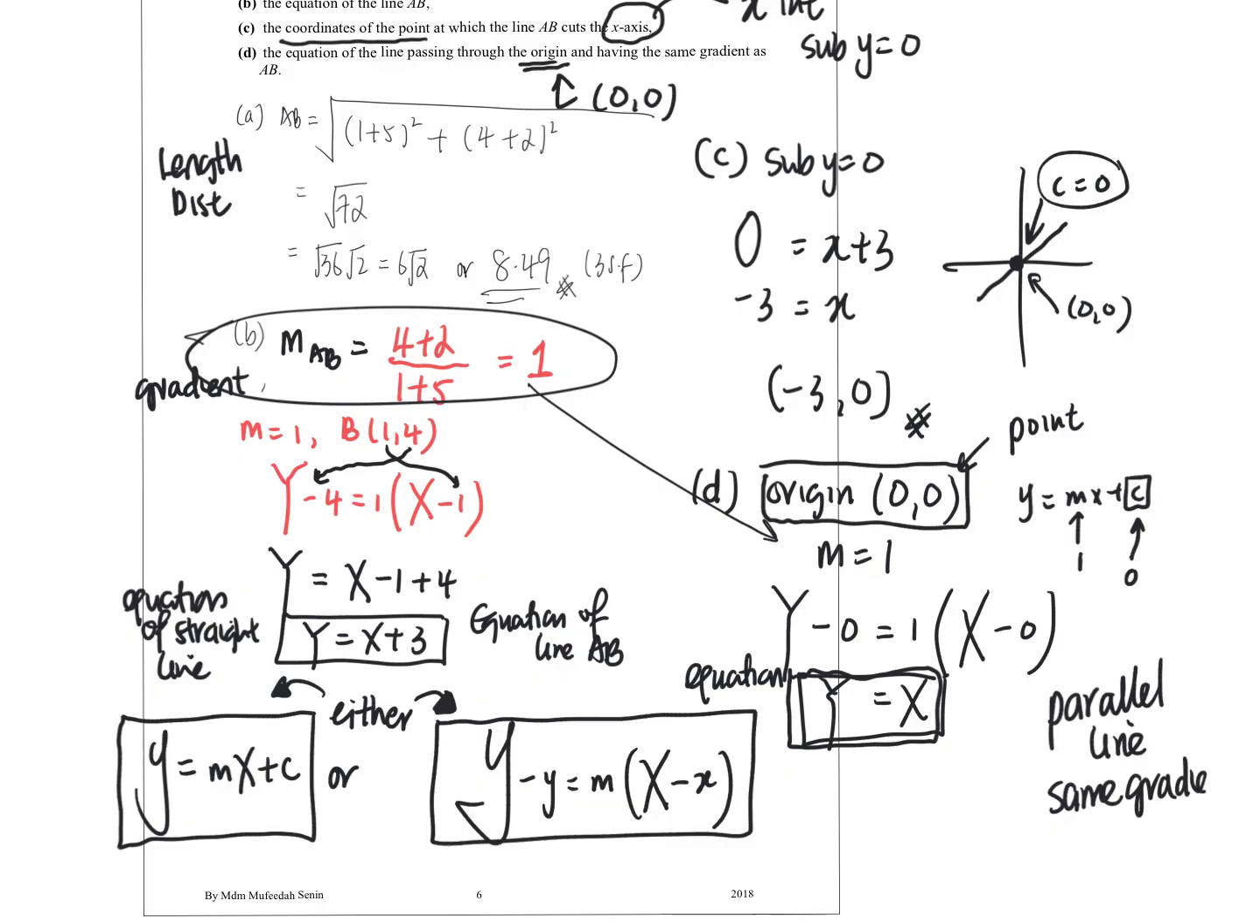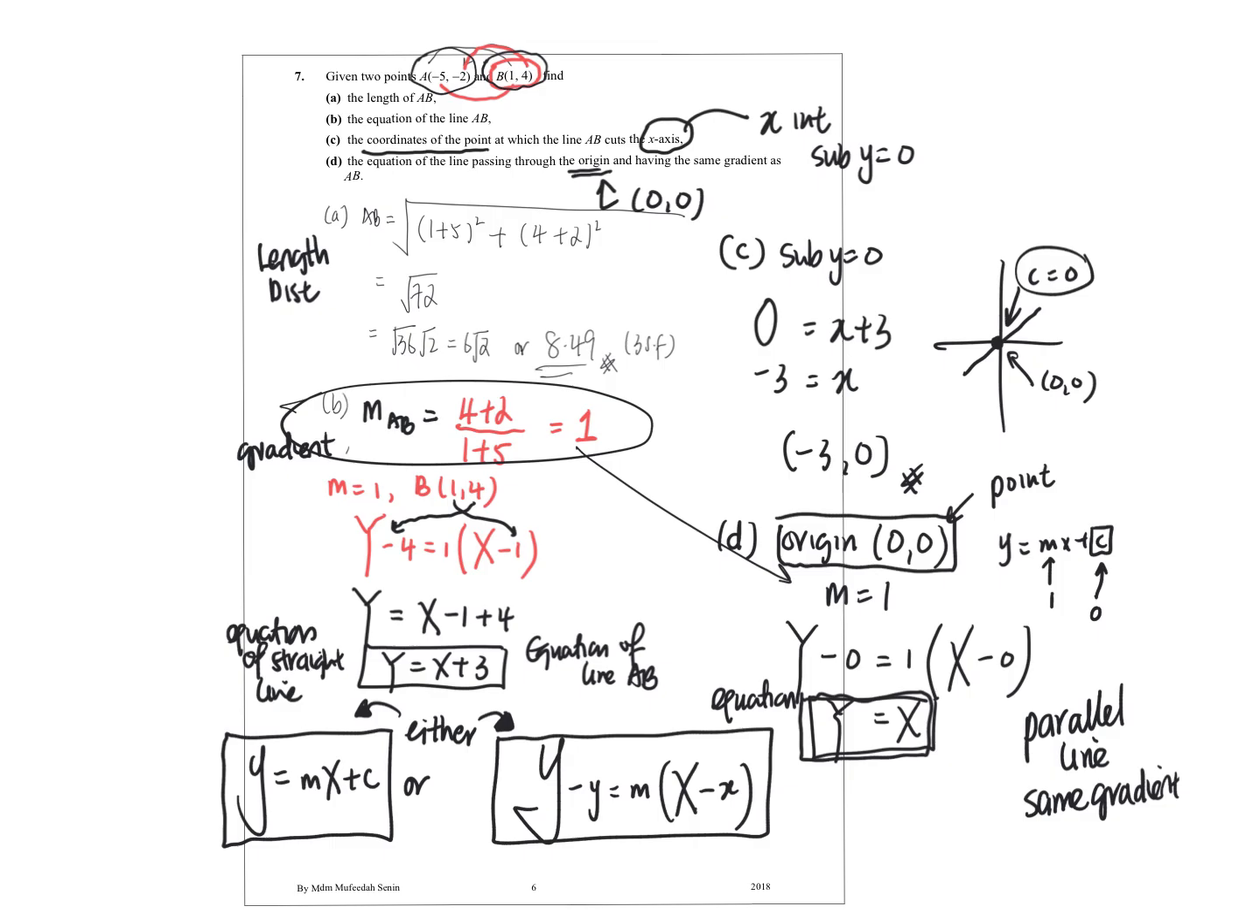How many marks is this whole question? First one, length only 1 mark. Equation can be 1 or 2 depending on how complex it is. Finding coordinate only 1 mark. Equation of another line 1 or 2. So this question can be 5 or 6 marks. But it's not a difficult question, but you can get quite a bit of marks from here.